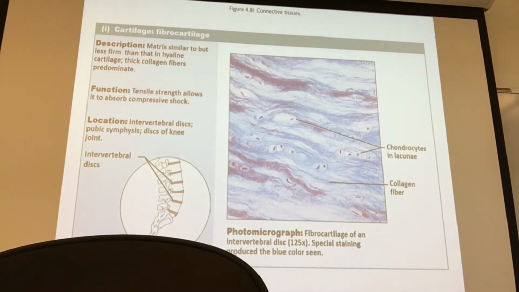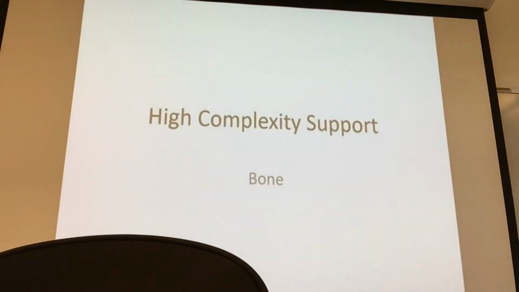The fibrous fibrocartilage. Okay. So let's go ahead and talk about bone. Okay. So bone is higher complexity.